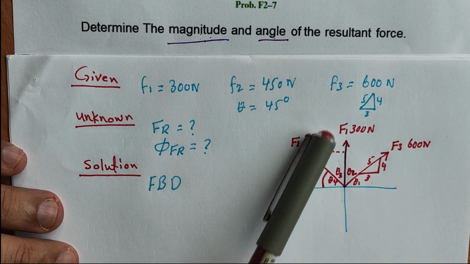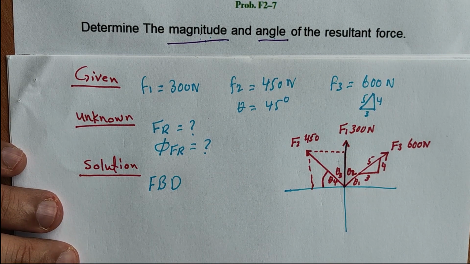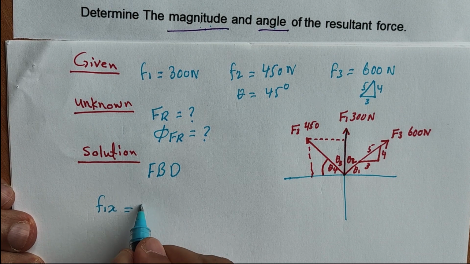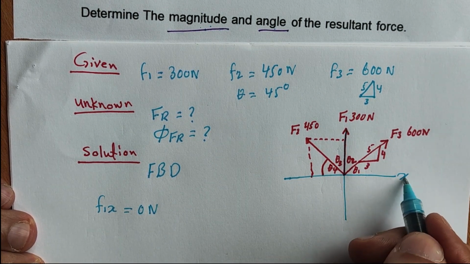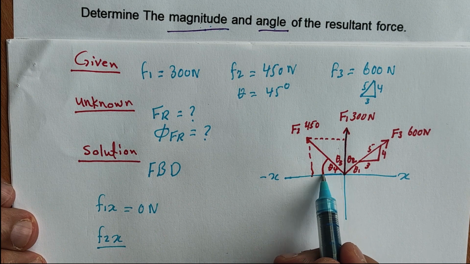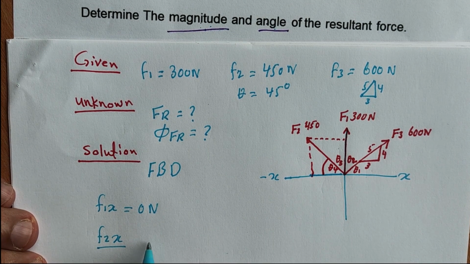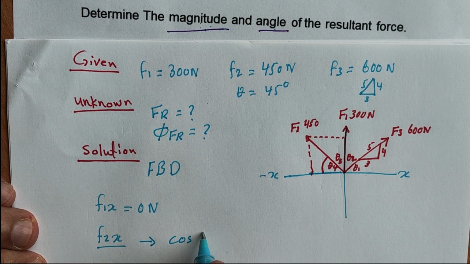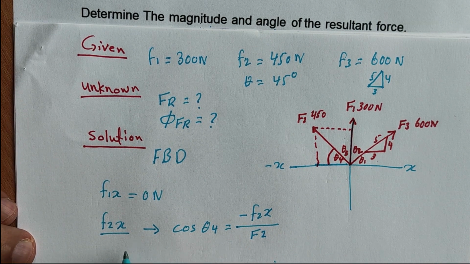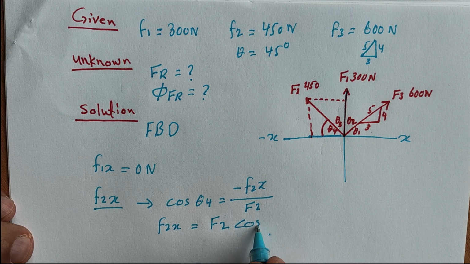Once I'm done with the free body diagram, I start solving the question. So I start with F1. For F1 in the x direction, it's 0 Newton, it doesn't have any component on the x-axis. For F2 on the x-axis, I need to find out how to get these components, and it's in the negative x direction. So basically from here we can say cos theta 4 equals negative F2 on the x-axis divided by the hypotenuse, which is F2. I can now solve for F2 on the x-axis equal to F2 times cos theta 4.